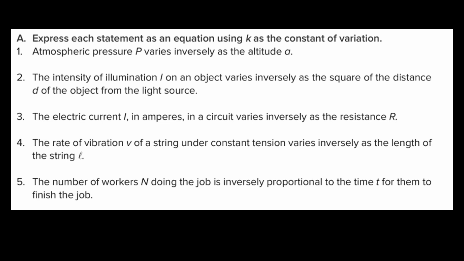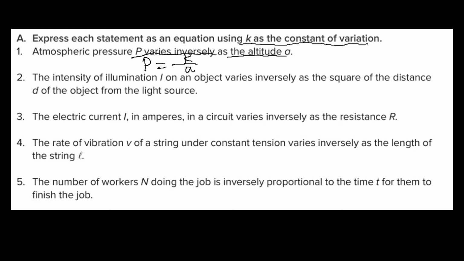Okay, so let's try these following problems or examples. Okay, we have: express each statement as an equation using K as the constant of variation. Okay, so number 1, atmospheric pressure P varies inversely as the altitude A. So let's write the equation. Just write P equals K over A. So that's how you write that equation.